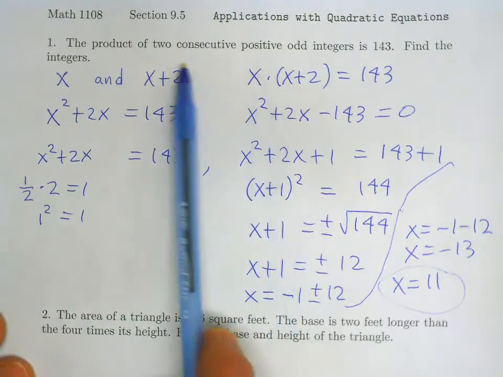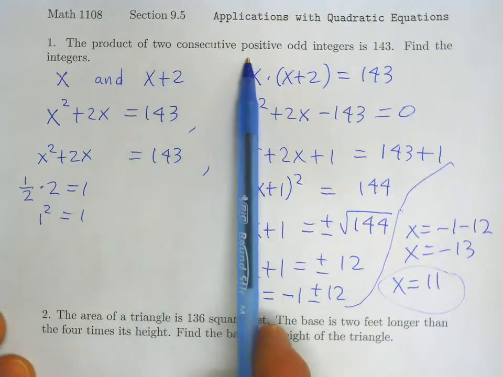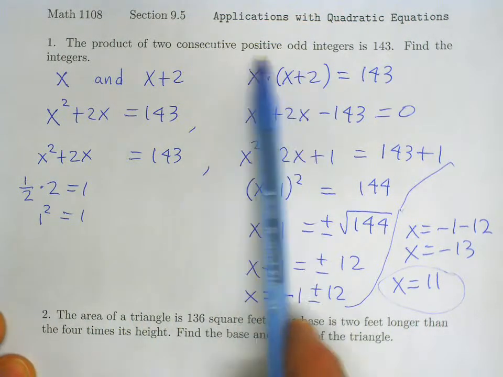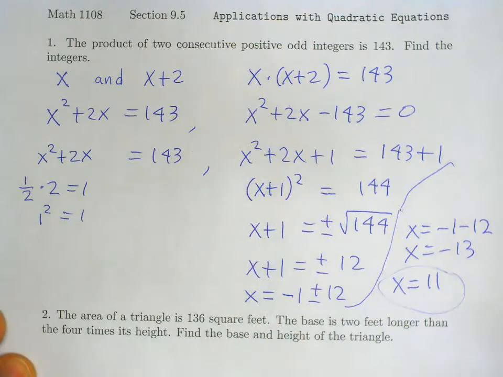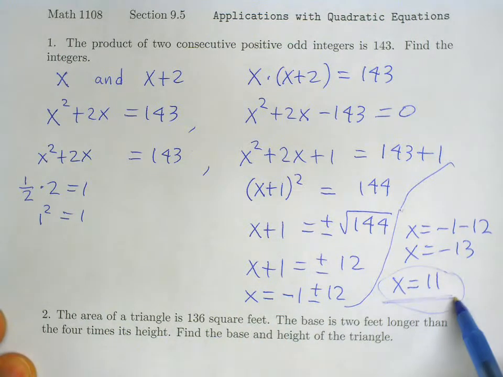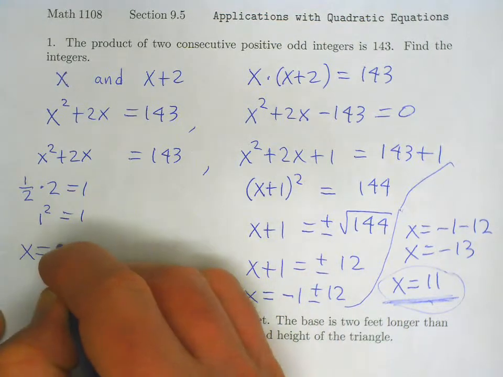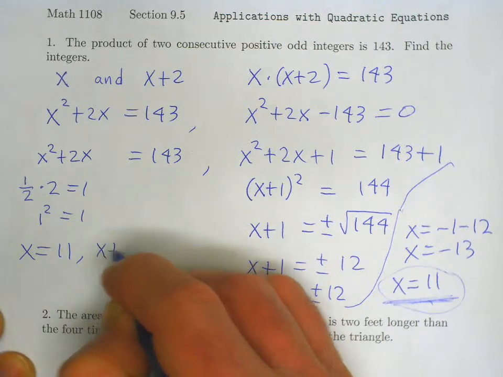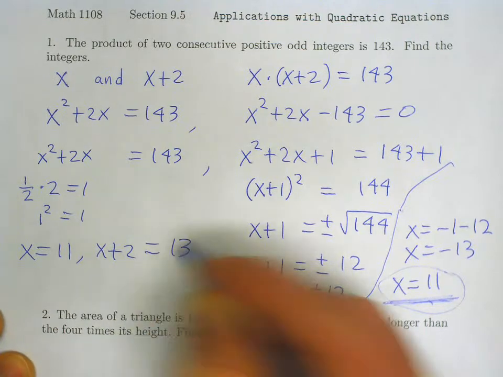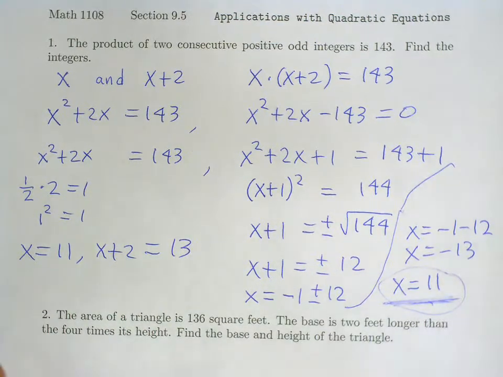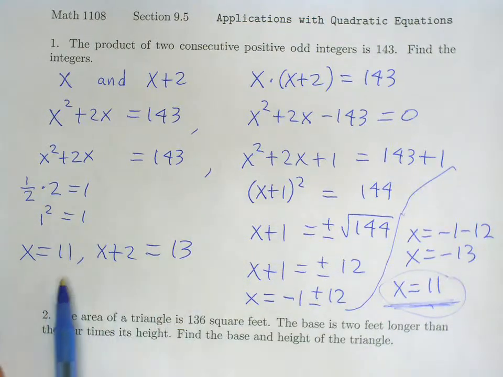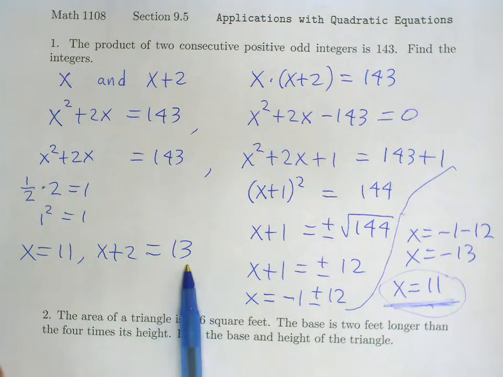Okay, but in our problem, we want the two integers, the two consecutive odd integers, to both be positive. So we're going to only use our positive solution, x equals 11. Okay, so one of the numbers, x, is 11. The other, x plus 2, is 13. And so the solutions to this particular problem are positive 11 and positive 13.